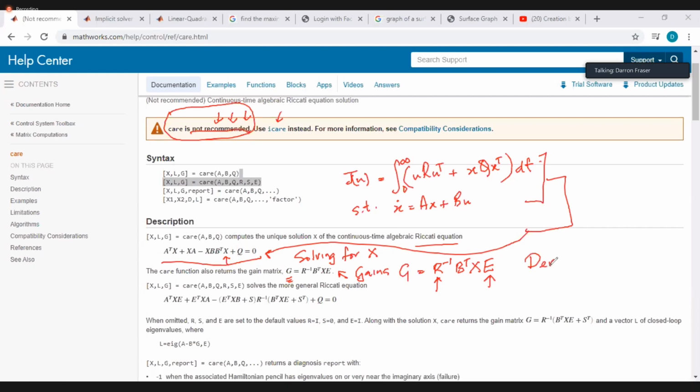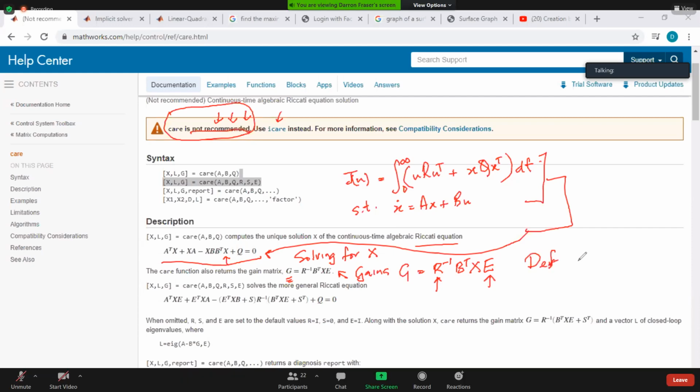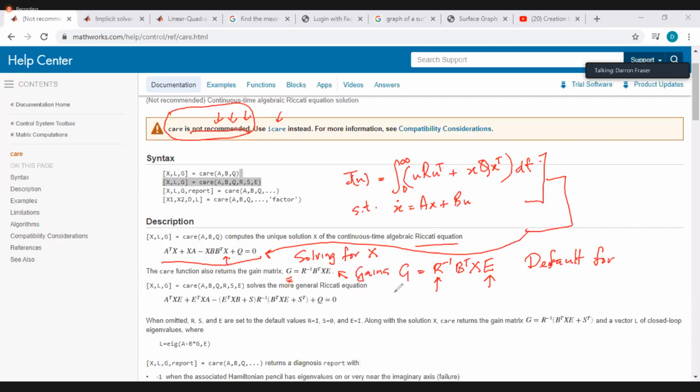Now the default values for these, as is seen, is I. So basically what we are going to be solving for is the gains of the system, which is R inverse B transpose times X. So what we are saying now, we have this equation.